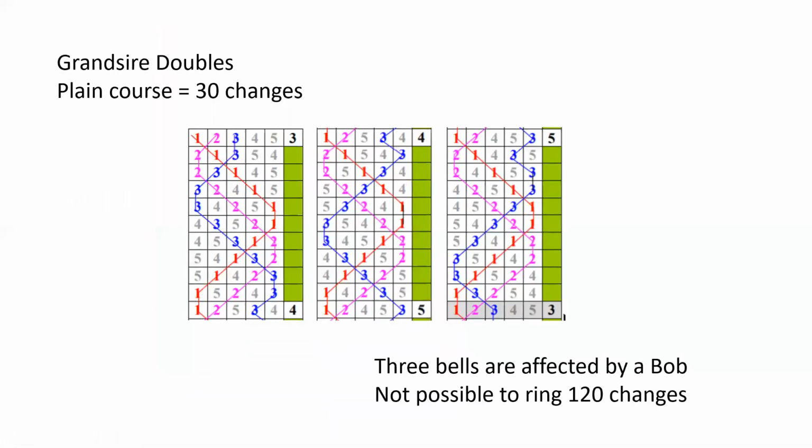Let's have a look at Grandsire Doubles. The plain course of Grandsire Doubles is 30 rows, not 40. We can't actually get to 120 changes just using bobs, and we're going to have to introduce a different call, and it's called a single. A single changes the order of 2 bells rather than 3. We'll have a look in detail a bit later on at what those calls look like in Grandsire Doubles. But essentially, in these 2 simple methods, we can't get the extent without calls.